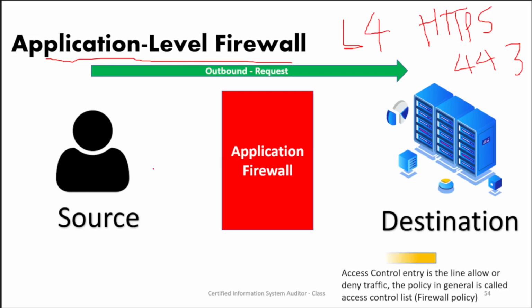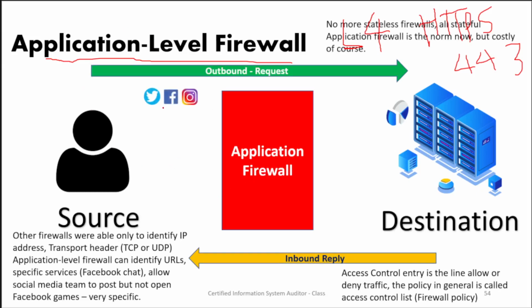An application level firewall can understand what application the user is trying to open and what the URL is, and apply restrictions about which URL is allowed, which application is permitted, and which cloud service the user can reach. This is a practical example of modern firewalls, which can be used to allow or deny traffic to a certain website or application. So this is the application level firewall.